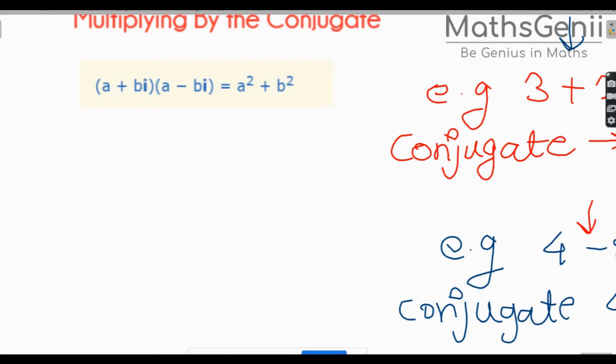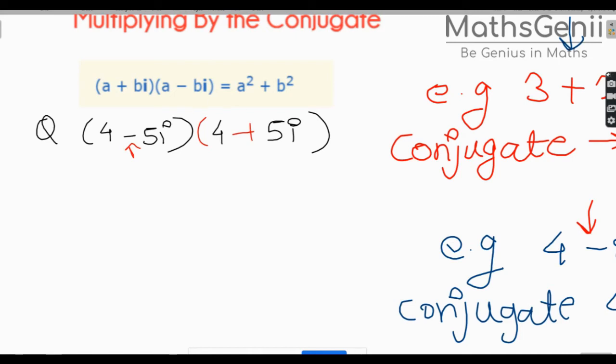We are going to see the application also. For example, in the question we have 4 minus 5i. What will be the conjugate of this? It will be 4 and 5i as it is. What will become of the minus sign? It will become plus. So in this case, your a, your a is what?